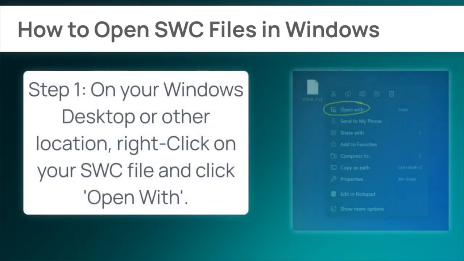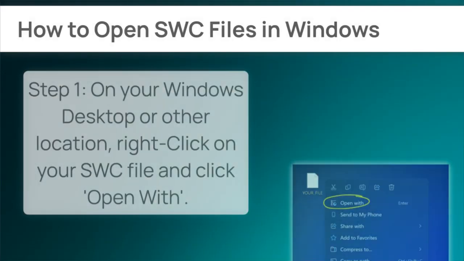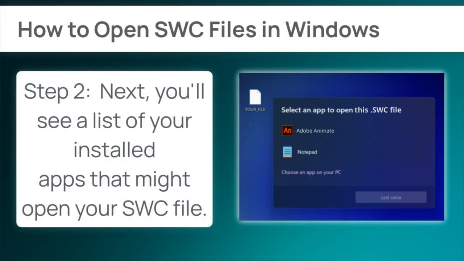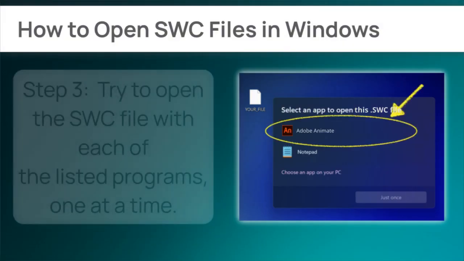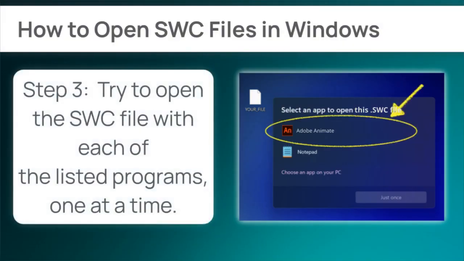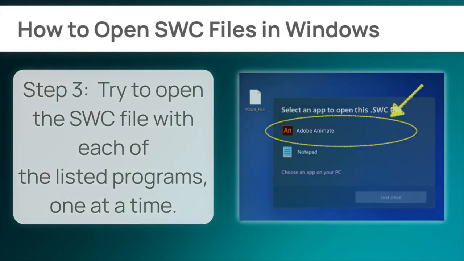Open the menu by right-clicking your SWC file and choosing Open With. Test Adobe Animate if it's there. If it's absent, select another application. Different apps handle the SWC file differently.